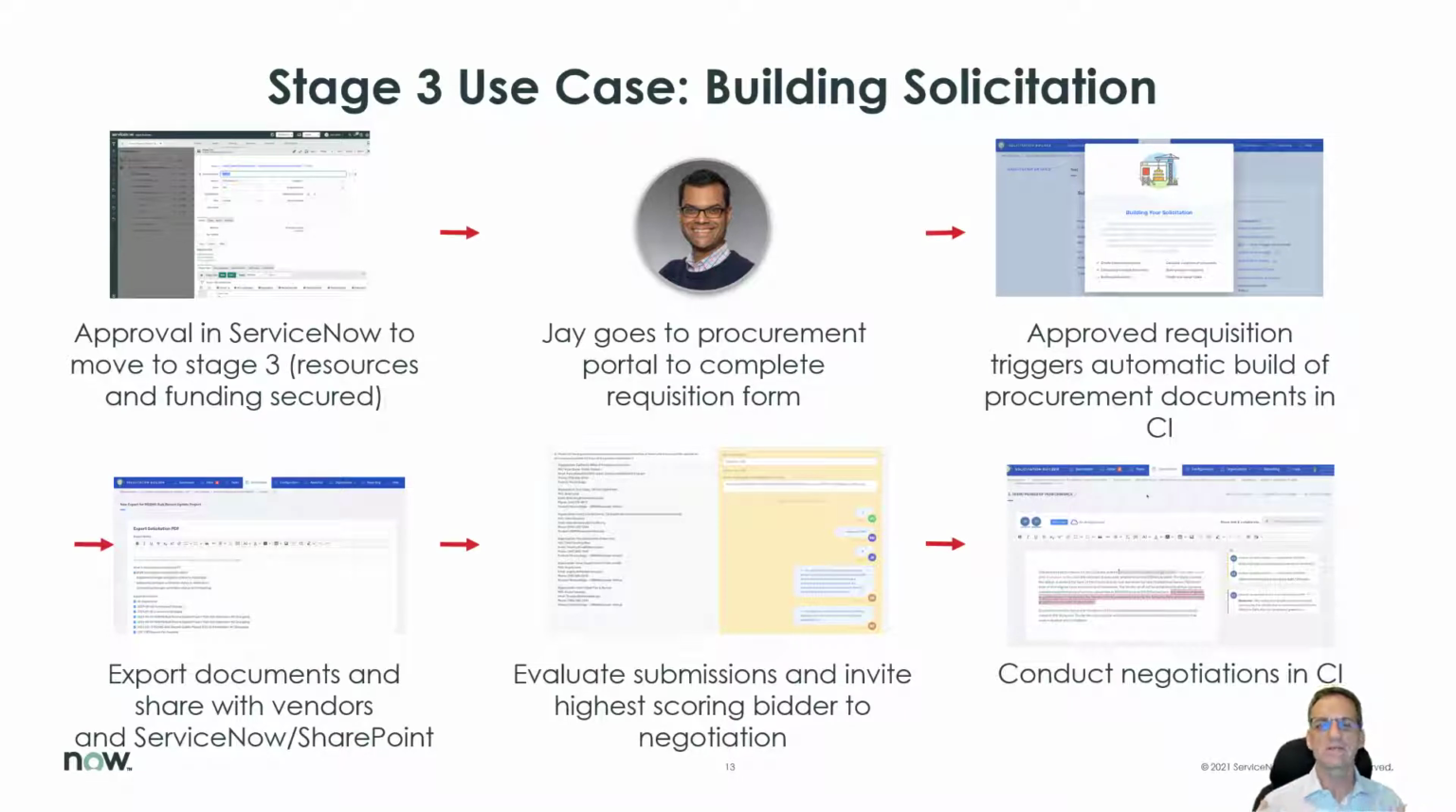From a ServiceNow perspective, stage 3 is going to be very similar to stage 2. There's a series of stage gates that happened, and once those stage gates happened, the project let the next stage open up. Once the next stage opens up, Jay can actually go to the procurement portal and complete a requisition form, approve that requisition form, and then they're going to build the procurement documents based on that approval. Those documents will be exported where they can be sent out to different vendors, and then those submissions can be evaluated and invite the highest scoring bidder to negotiate.